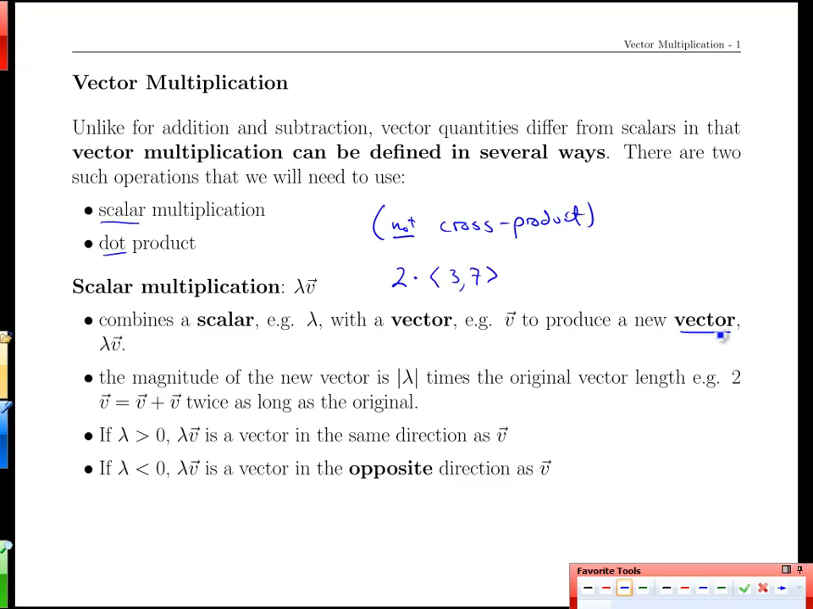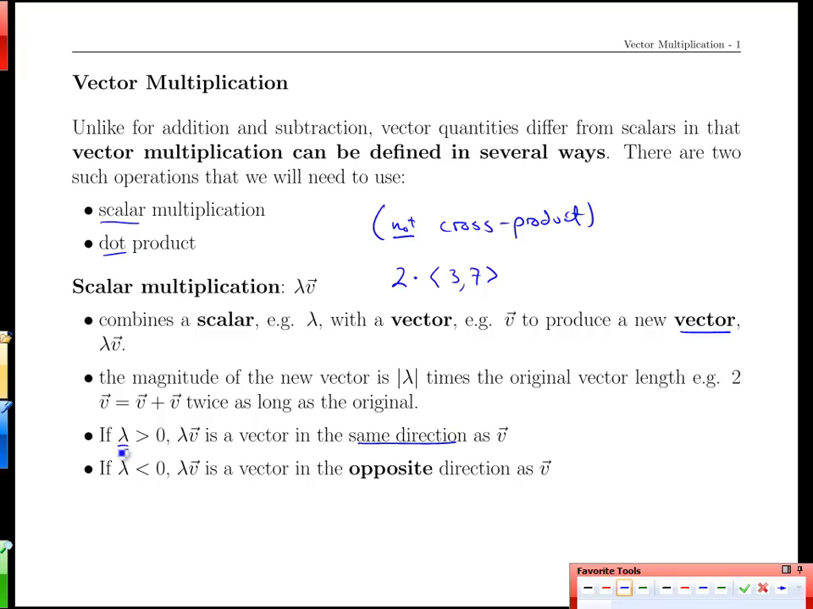So inputs and outputs are important here. It's not just numbers lead to numbers. A scalar times a vector will give us a new vector. The idea of this is what you might expect when you multiply something by, say, 2, is that we're going to get something that's 2 times the original vector in length, and it's going to be the same direction. Up to a little asterisk here.